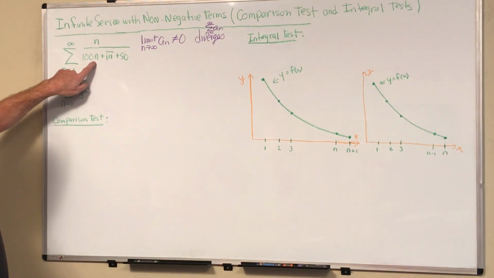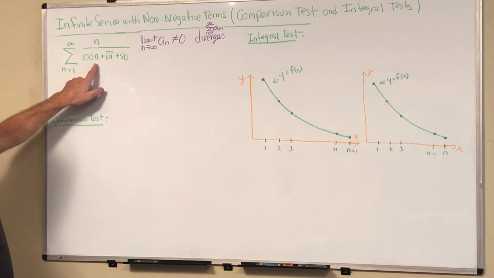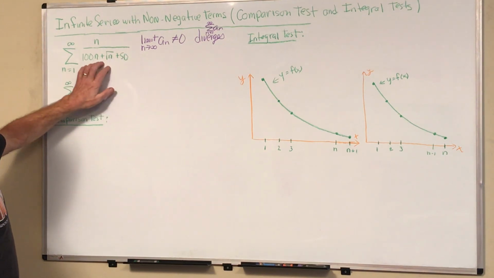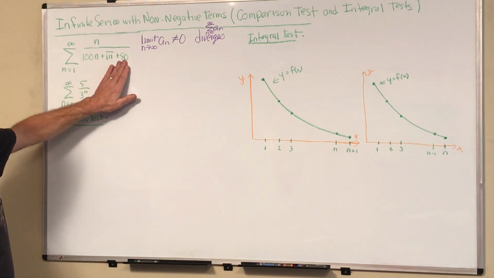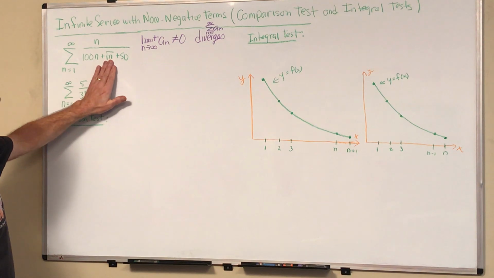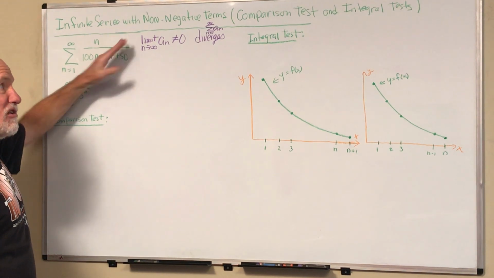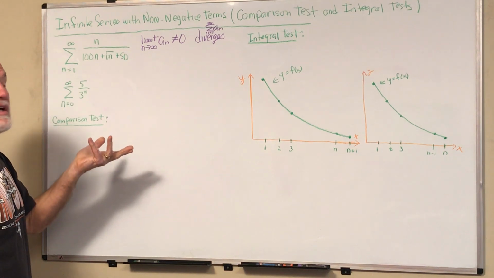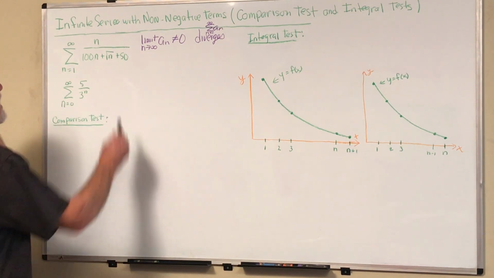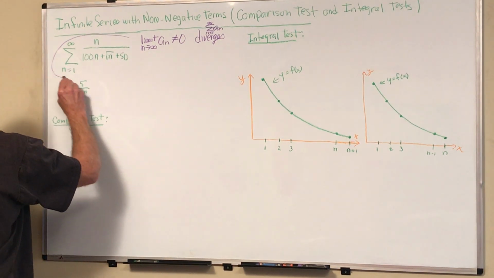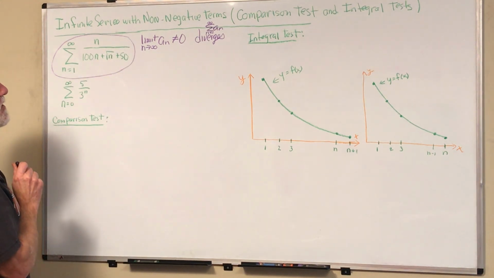And if we look at this, if we're taking the limit as n approaches infinity of this term, we can ignore the 50, we can ignore the square root of n because they're lower powers of n, and we can see that that would converge to 1/100th. Well, it's close to 0, but it's not 0.